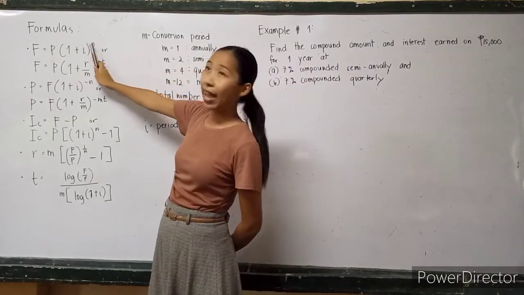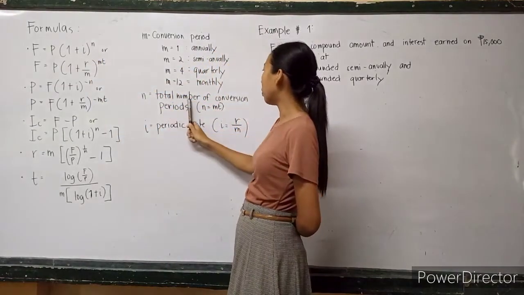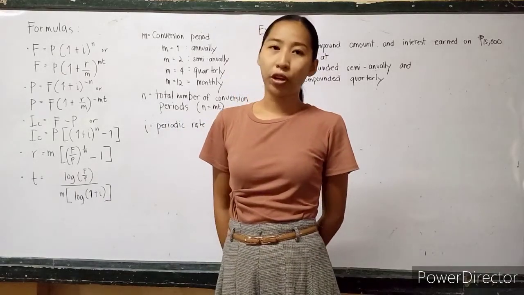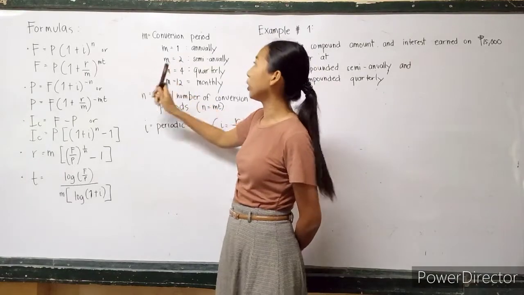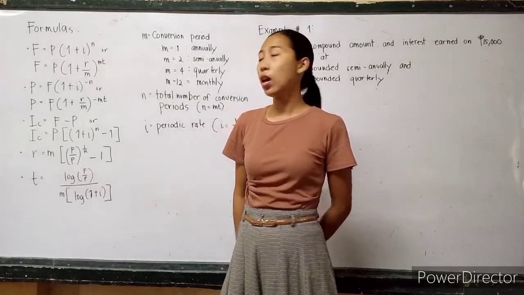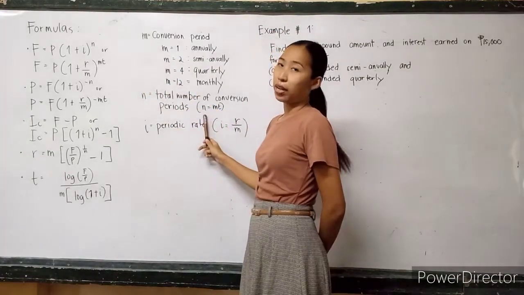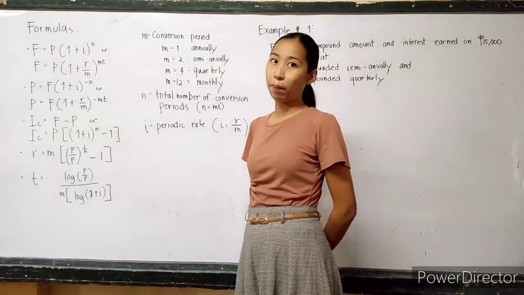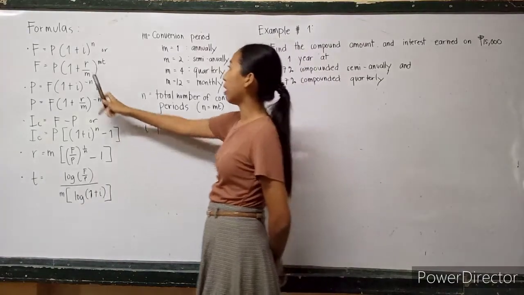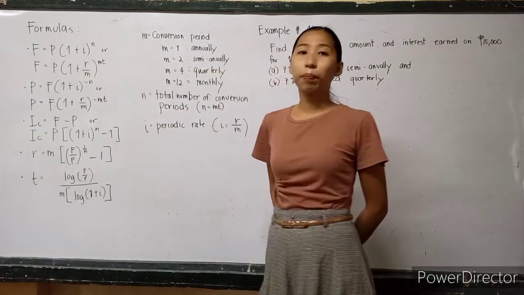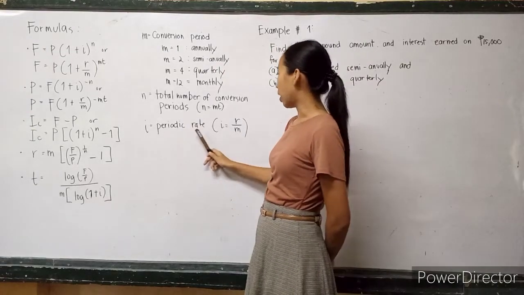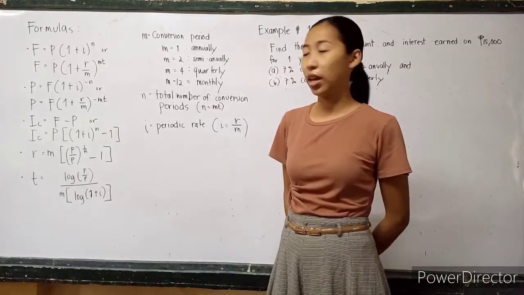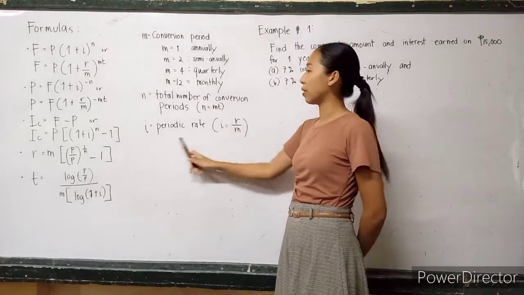Karon how about N? N is the total number of conversion periods. So, mao ni siya ang total number sa conversion periods. Kaya i-multiply ni siya ang M na to sa imuhang term or time. So, ang pagkuha sa N, as I said earlier, N is equal to M times T. How about I? So, I is called the periodic rate. So, ang periodic rate, that is, R over M. Okay? Mao ni ang imuhang formula para makuha mo si I.